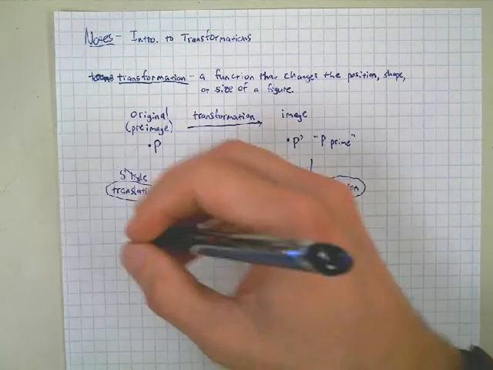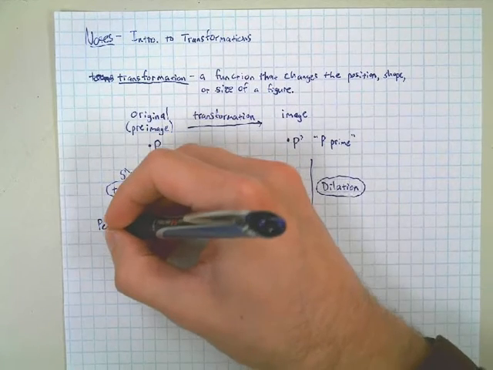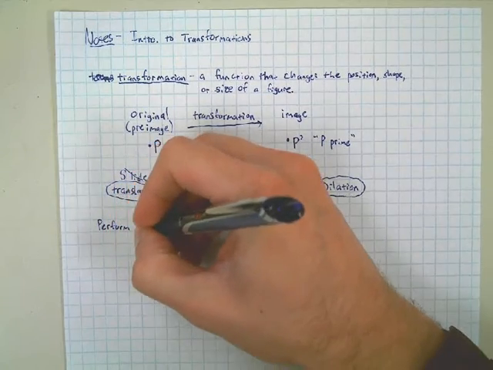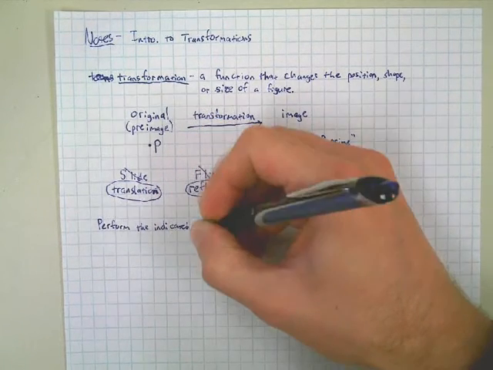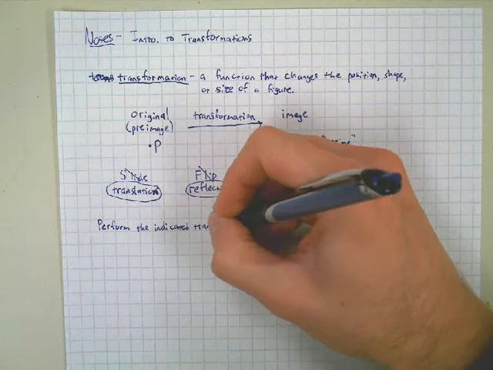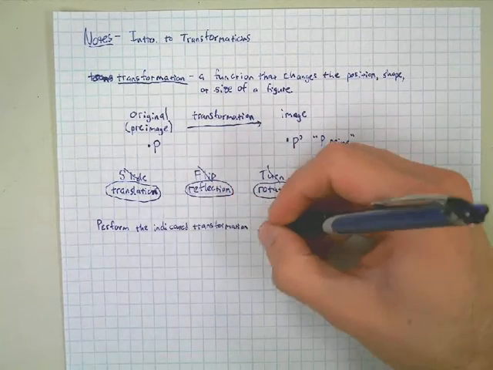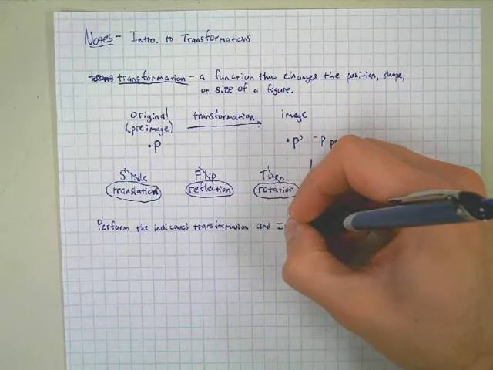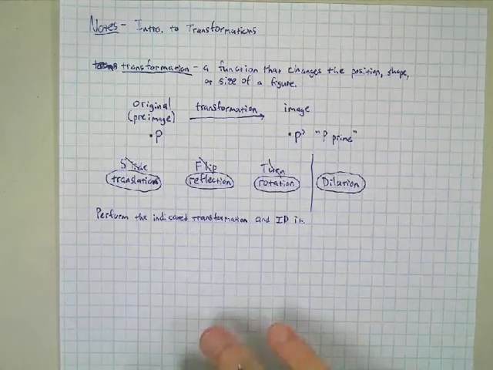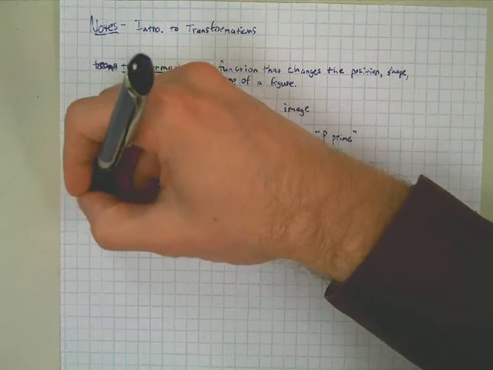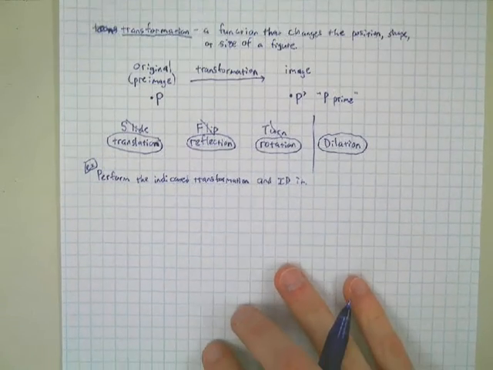All right. Let's graph here. So we're going to perform the indicated transformation and identify it. So I'm going to use the words ID for that. Okay, so that's going to be our directions here. We're going to perform the indicated transformation and ID it.